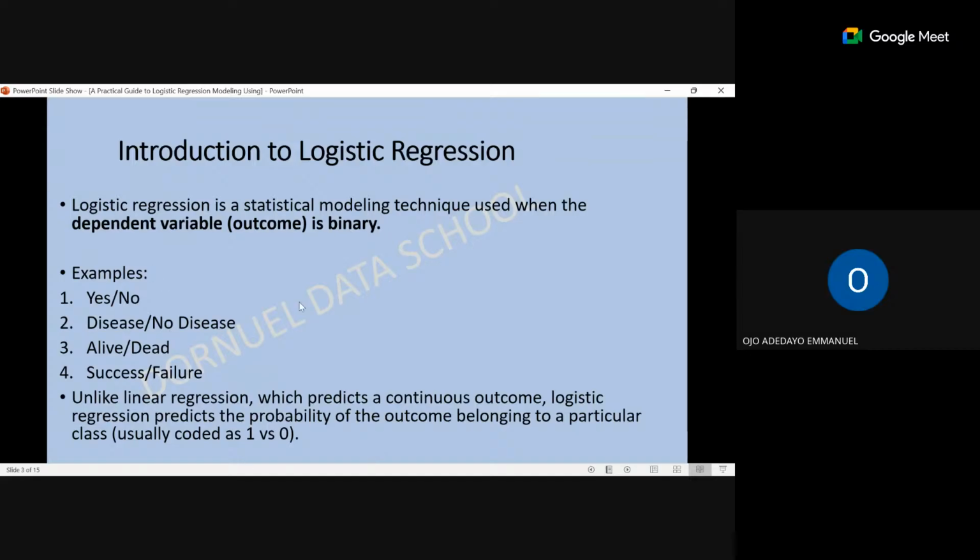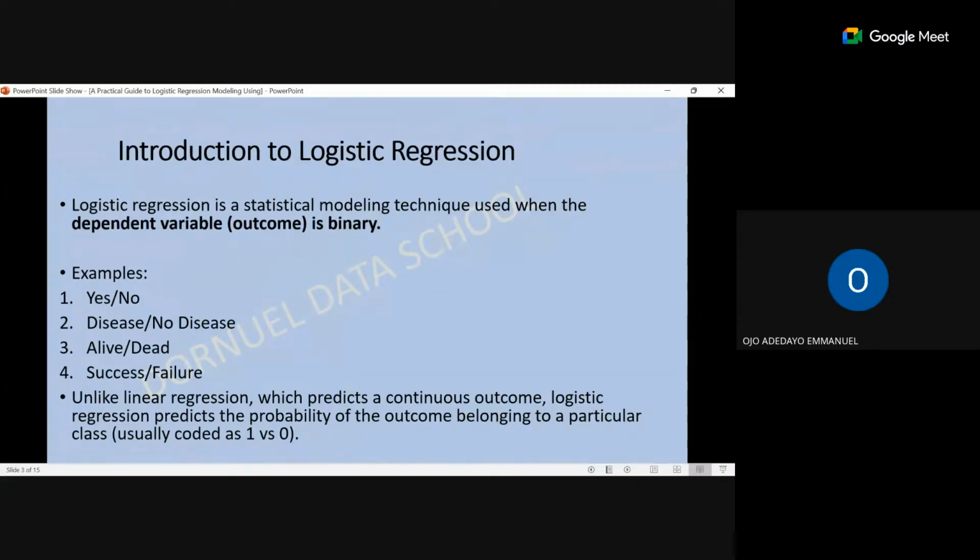It's very, very important. Immediately you check your outcome variable and you see that your outcome variable has just two responses. It's either yes or no. So irrespective of your field, it's either a student passes or fails. Then you will model it with a logistic regression model. Unlike linear regression, which predicts a continuous outcome.